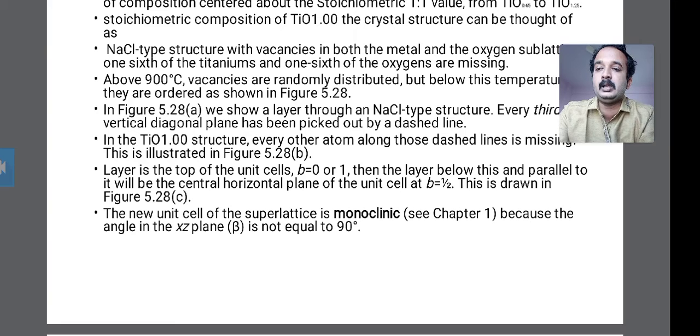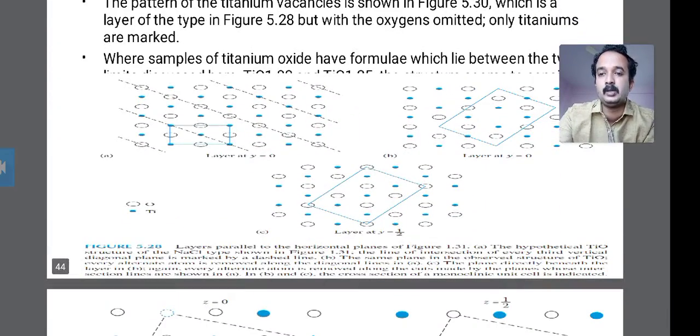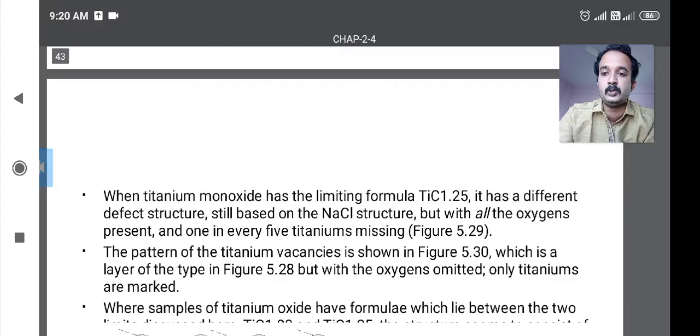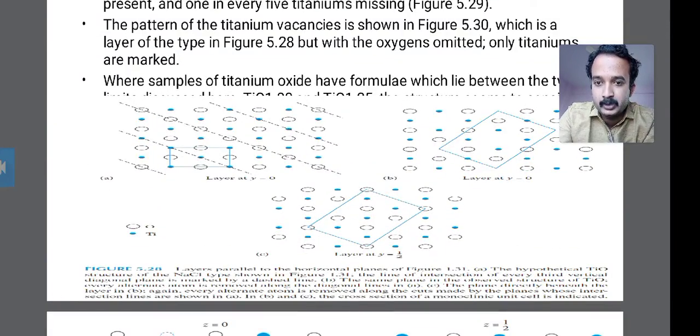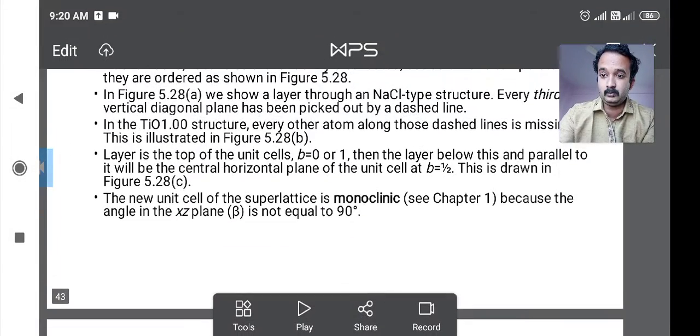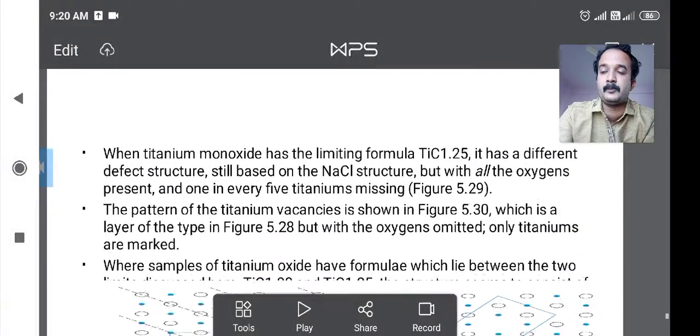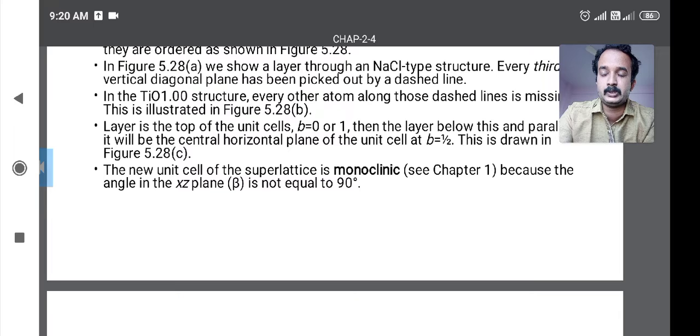The layer at the top of the unit cell has b equal to 0 or 1, then the layer below and parallel to the central horizontal plane of the unit cell has b equal to 1/2. This is drawn in figure c.